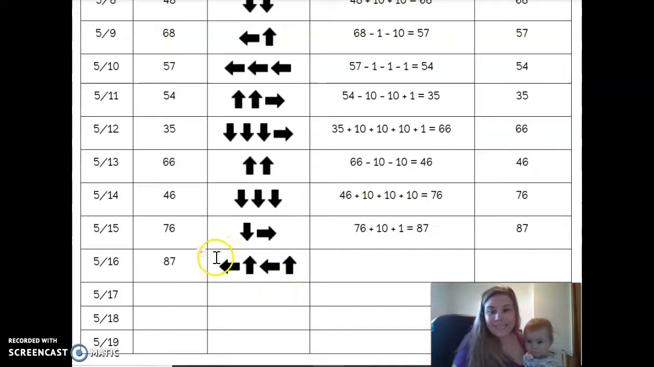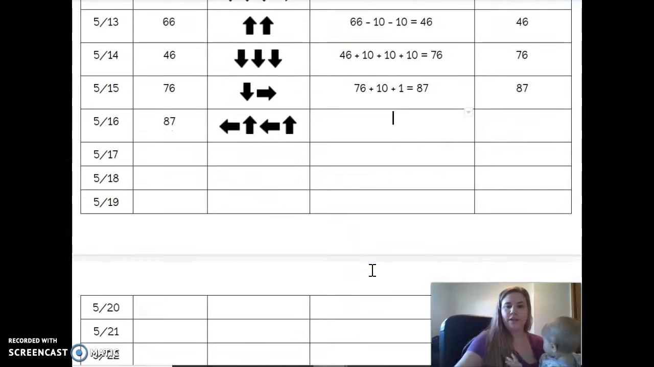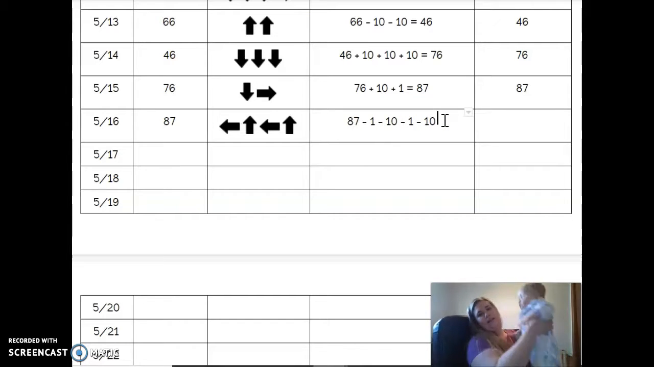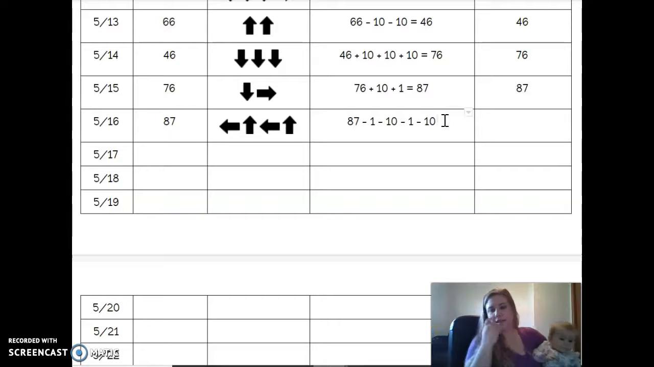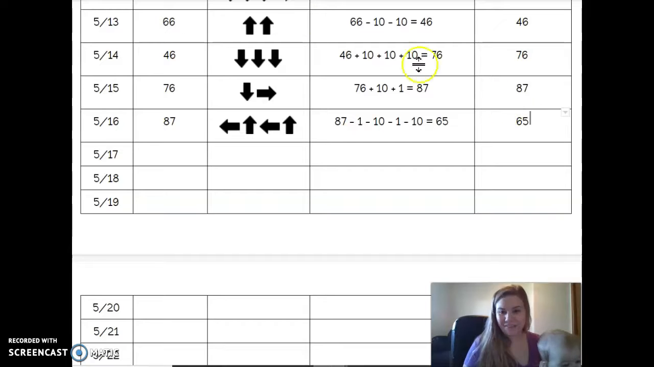We started on 87, and we went over 1, up 1, over 1, up 1. Here is our equation. So 87 minus 1 minus 10 minus 1 minus 10. And that brings us to 65. And that is where we ended, on 65.